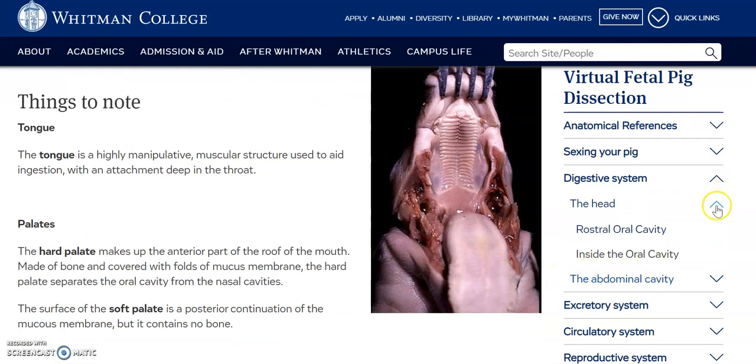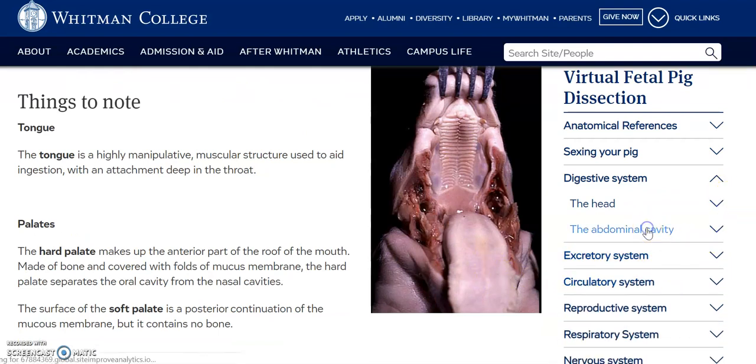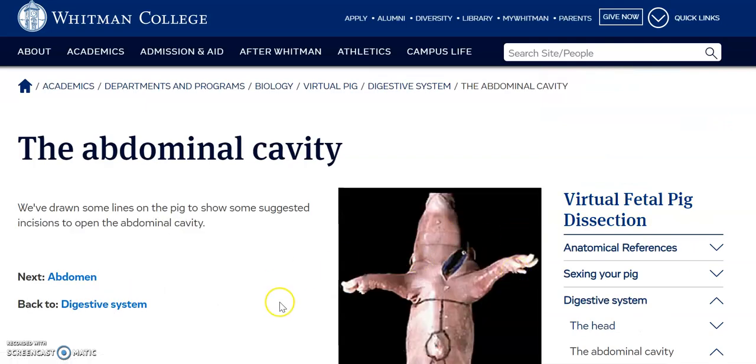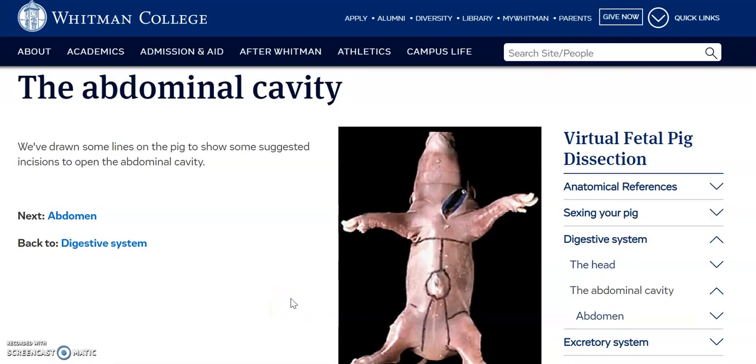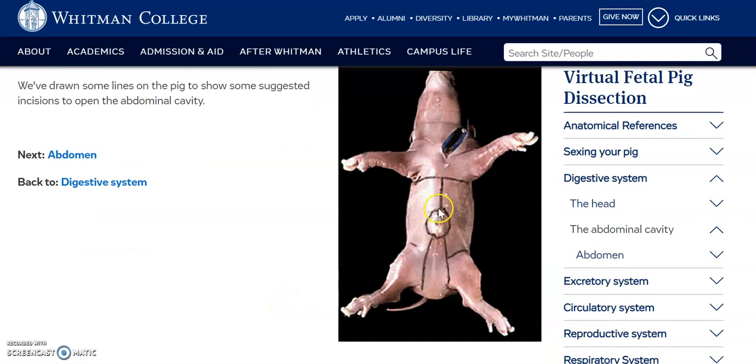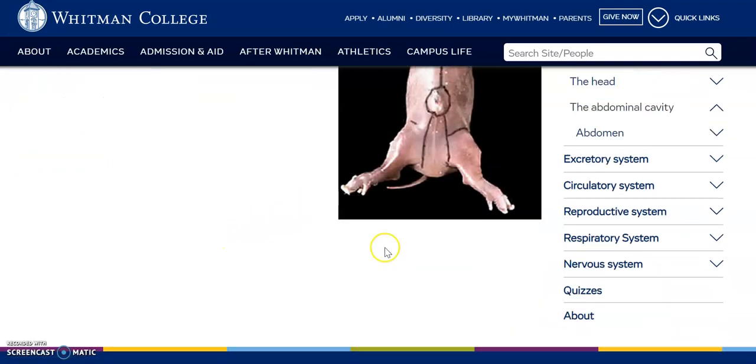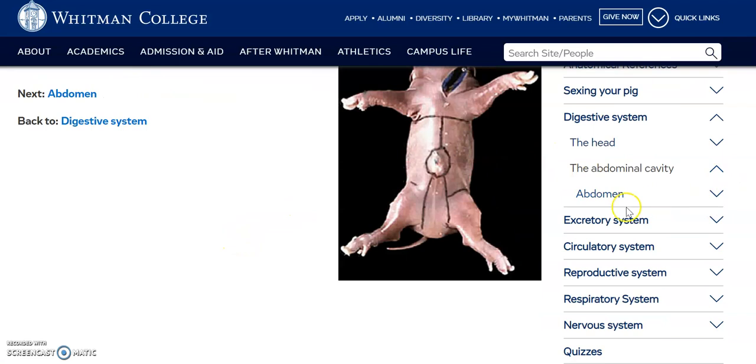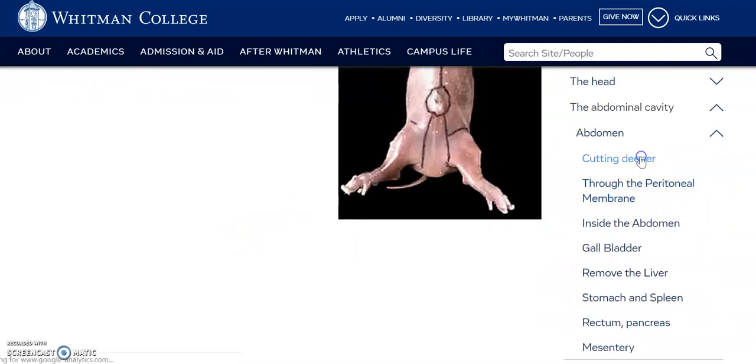So now we're going to move on to the abdominal cavity. Abdominal, that's your abdomen, your stomach. For your abdominal cavity, in this picture, they kind of separated it to show you. This right here is the area that we are going to be focusing on. These pictures coming up are going to show the steps of cutting through all of the tissue and getting to our digestive organs.